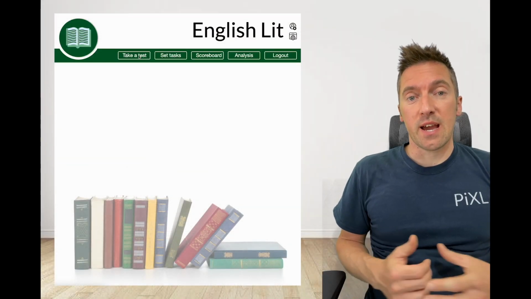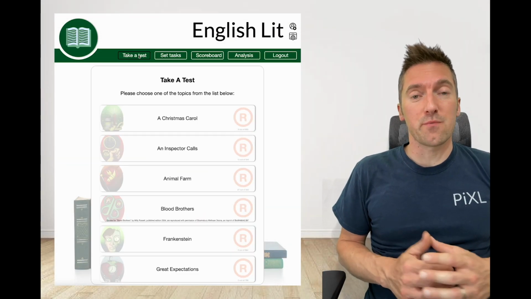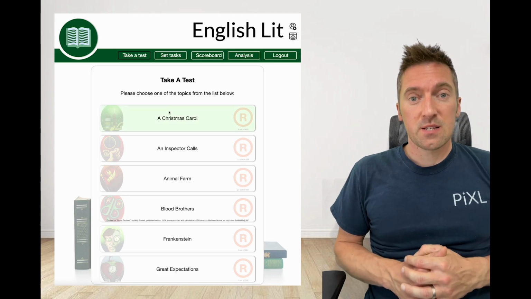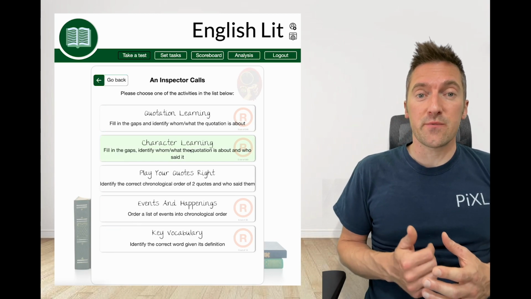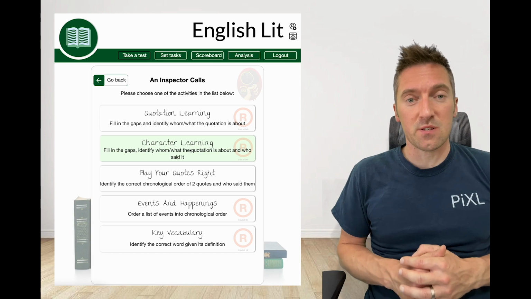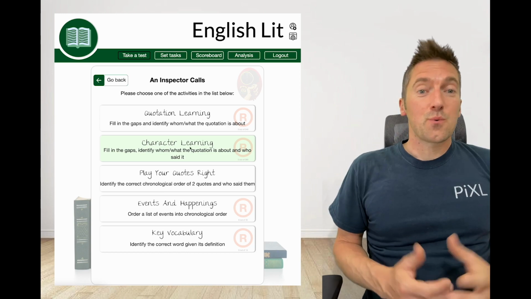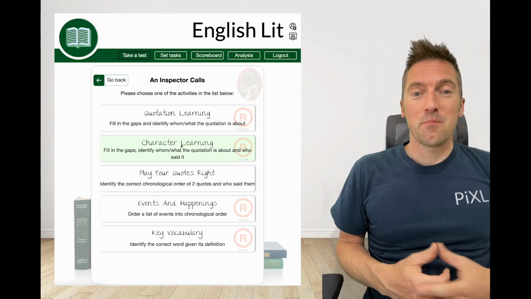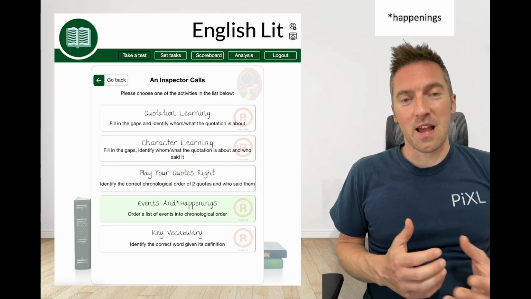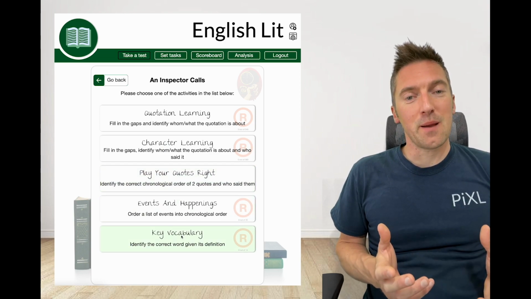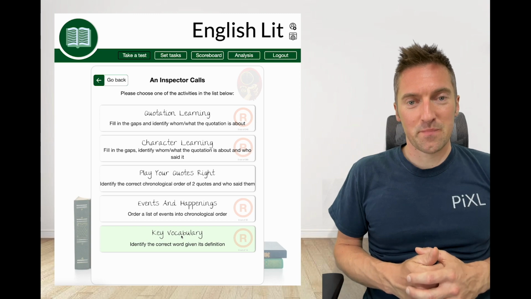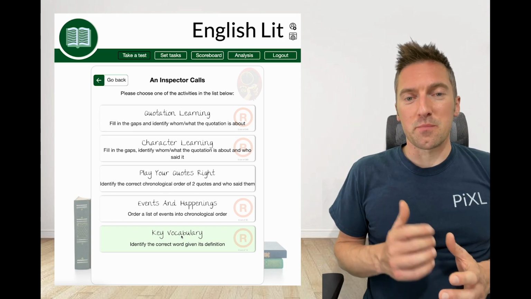Within the English Literature app, selecting Take a Test will bring up a range of different texts. Selecting one from the list, we can see the different activities that could be used to assess our understanding: quotation learning, character learning, play your quotes right, events and happening, key vocabulary or literature terminology. Let's take a look at each one briefly.